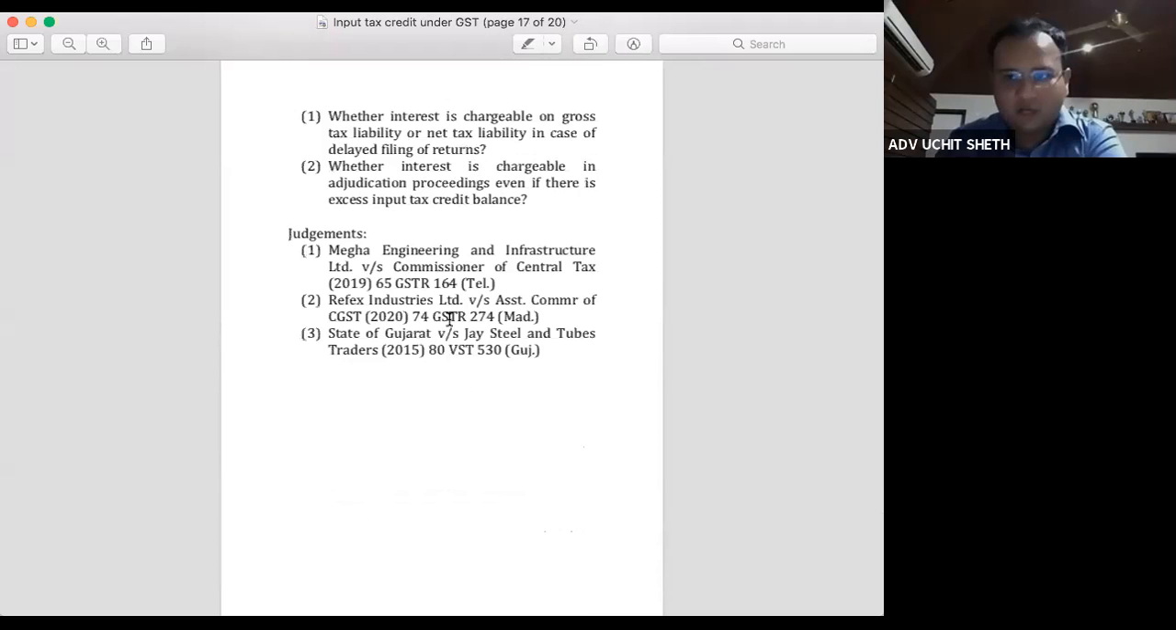But according to me, that should not be the correct position. Even without the proviso, as I said, if I have input tax credit balance, I should not be liable for interest. And therefore, even if the liability arises in adjudication, if I have enough input tax credit balance, there should not be interest liability. Here we have support from the Gujarat High Court judgment in the case of State of Gujarat versus Jai Steel and Tube Traders, 2015-80 VST 530, where the Gujarat High Court takes a view that if there is sufficient input tax credit balance, then the question of interest and penalty does not arise.